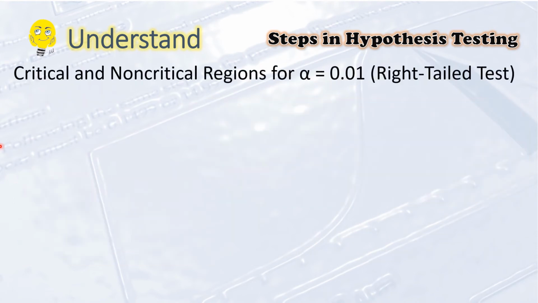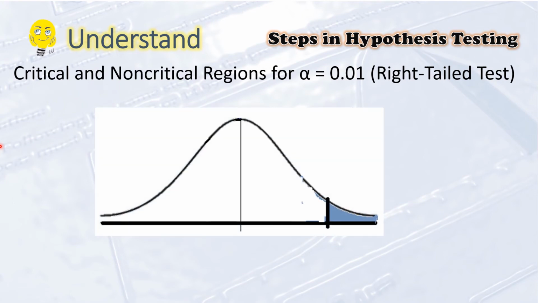This time, let us show the critical and non-critical regions for alpha equal to 0.01 in a right-tailed test. In the previous slide, we were able to identify the critical value as 2.33. And this, as we know, separates the critical and the non-critical region. Since alpha is equal to 0.01, the critical region has an area of 0.01. And the non-critical region is 1 minus alpha, that is 0.9900.